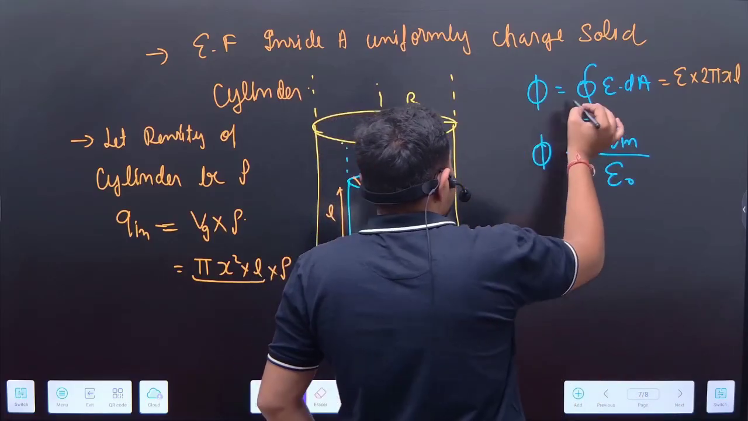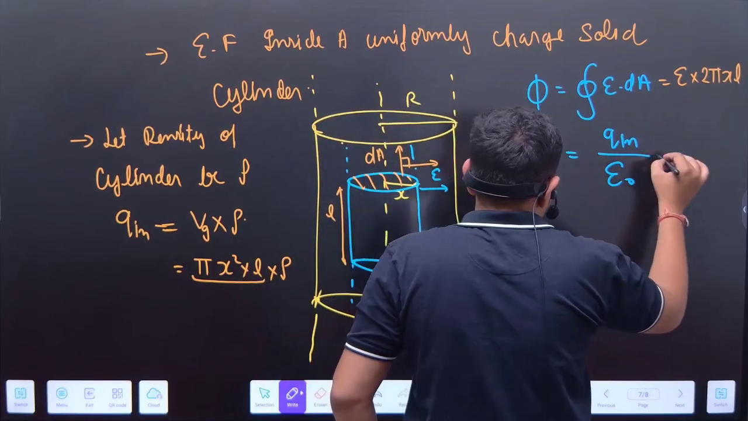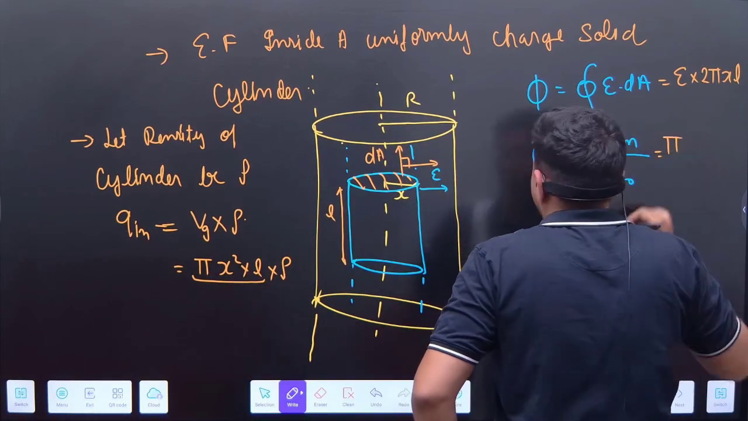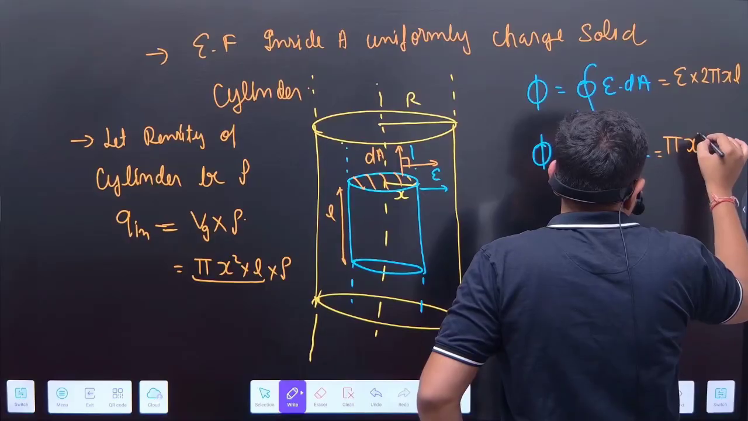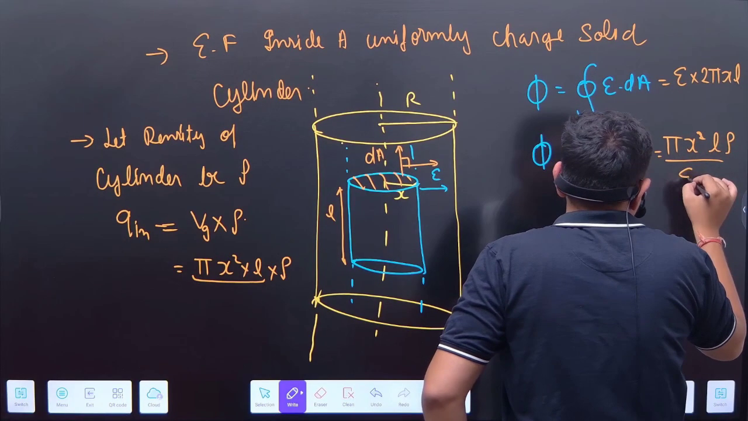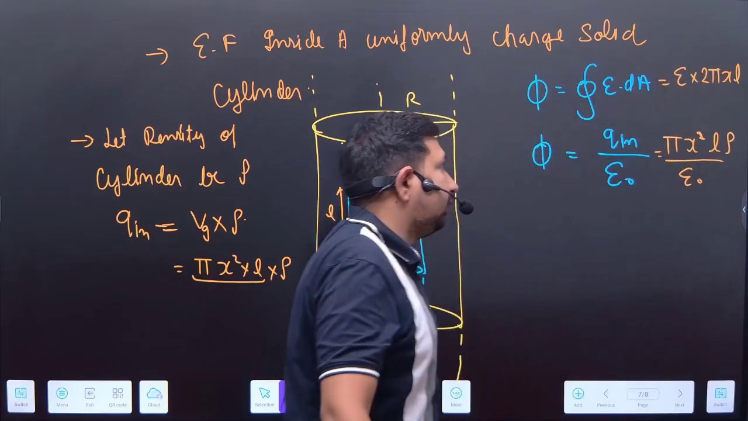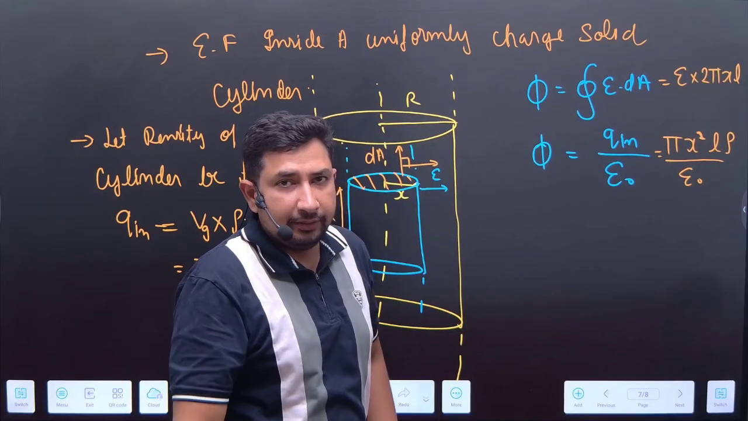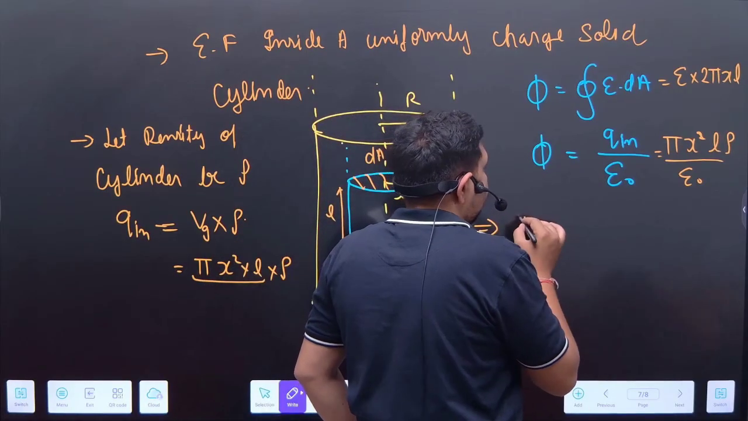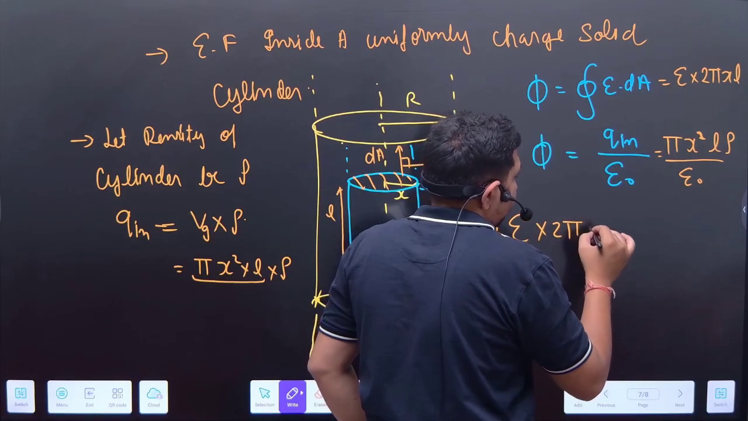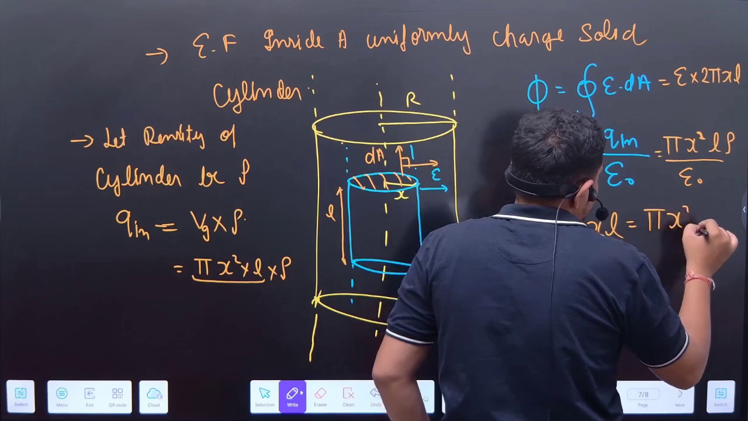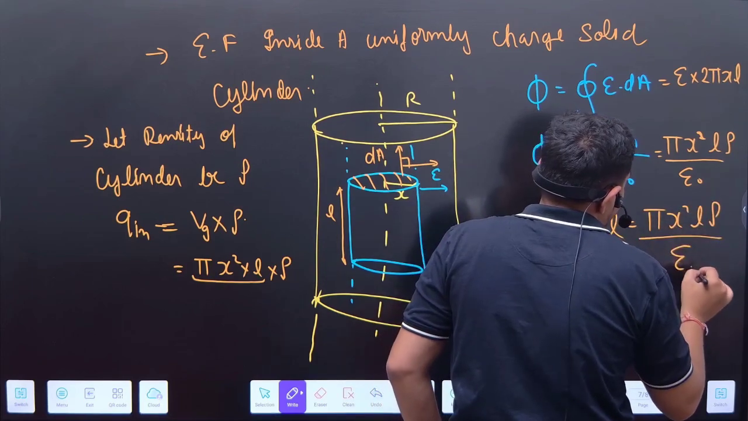Okay, so this is flux and this is also the same flux. And if we put the value of charge from here, it should be pi x square L rho by epsilon naught. So this is also flux, and the flux should be the same. So we can just equate them. If we equate them, then we get electrical field into 2 pi x L should be pi x square L rho by epsilon naught.